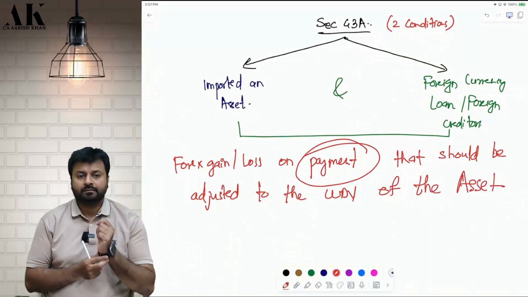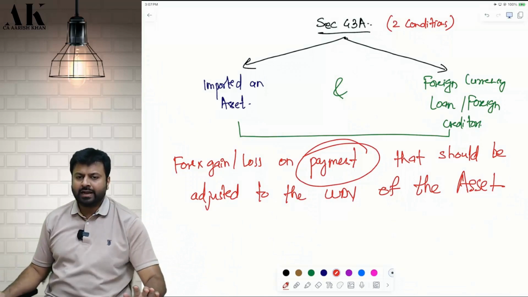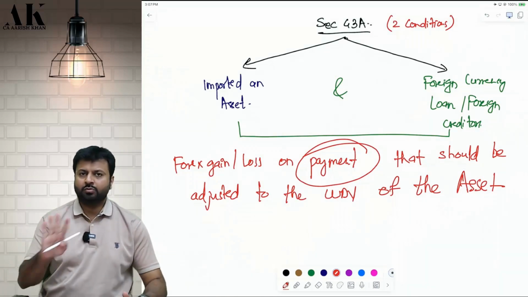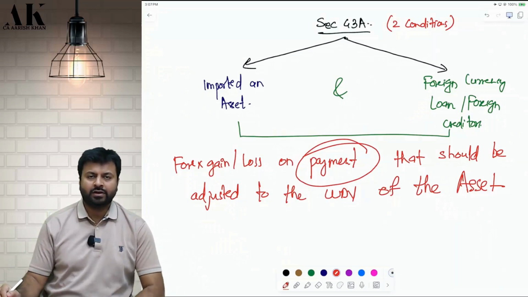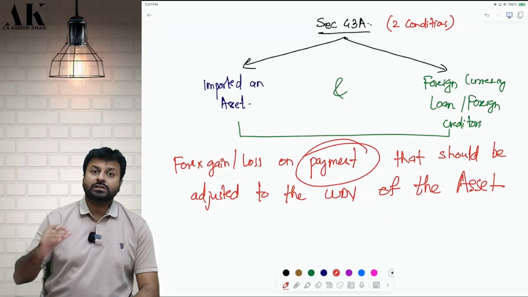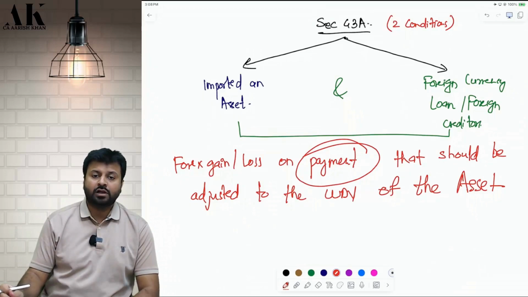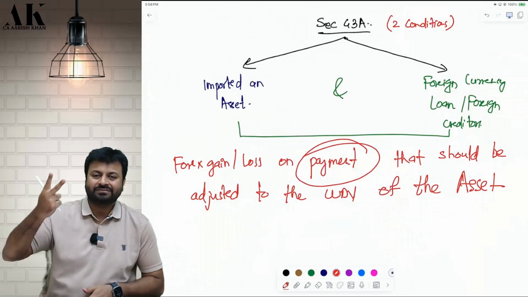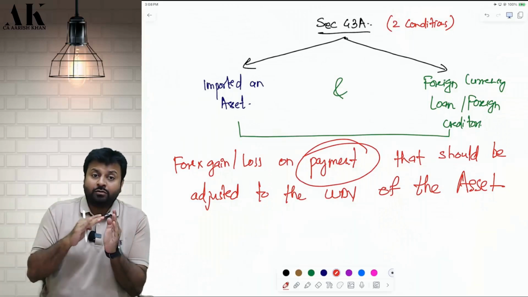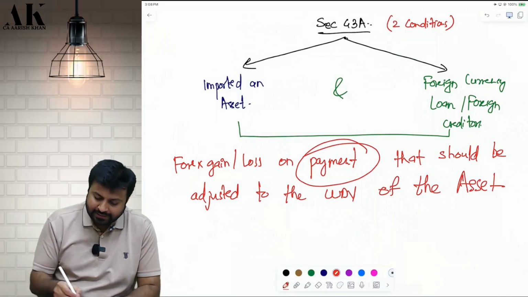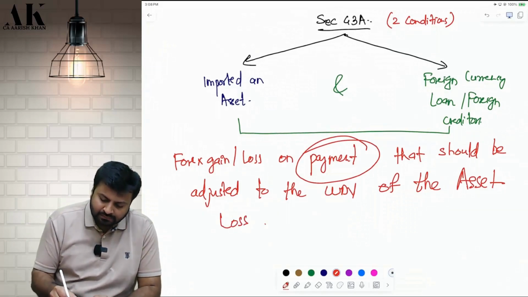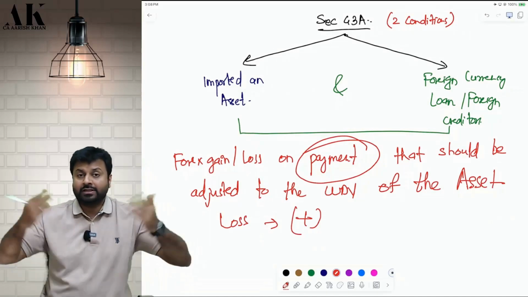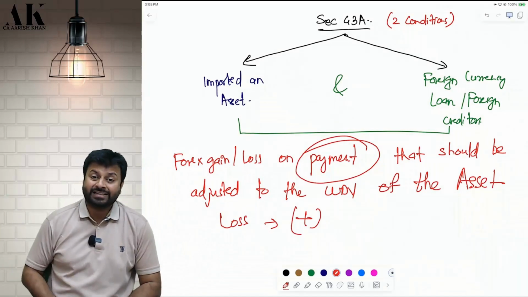For example, I bought a machinery of $1 lakh. Today the rate is 60 rupees, $1 is 60 for example. Now on the date of payment, suppose the dollar becomes 80 rupees. So there is a loss of 20 rupees, right? So whatever loss is there, I have to adjust in the WDV. Adjust in the WDV means if there is a loss, you will increase the WDV because that is your extra cost to buy that asset.